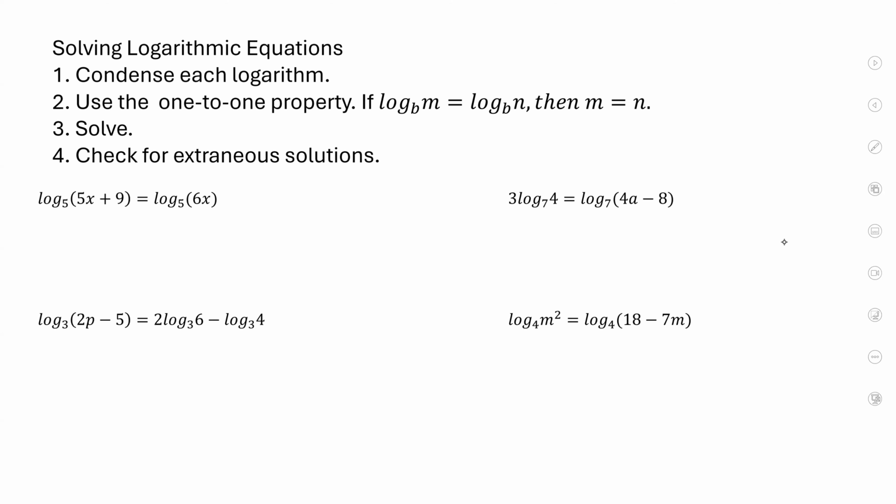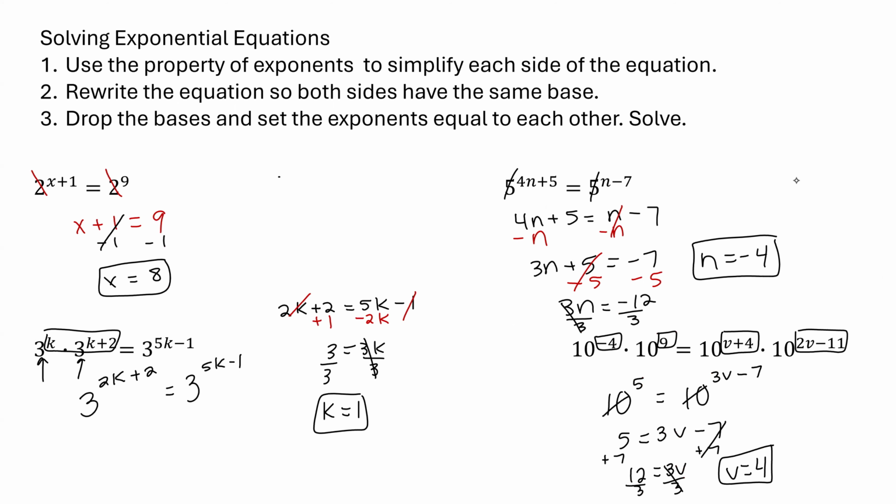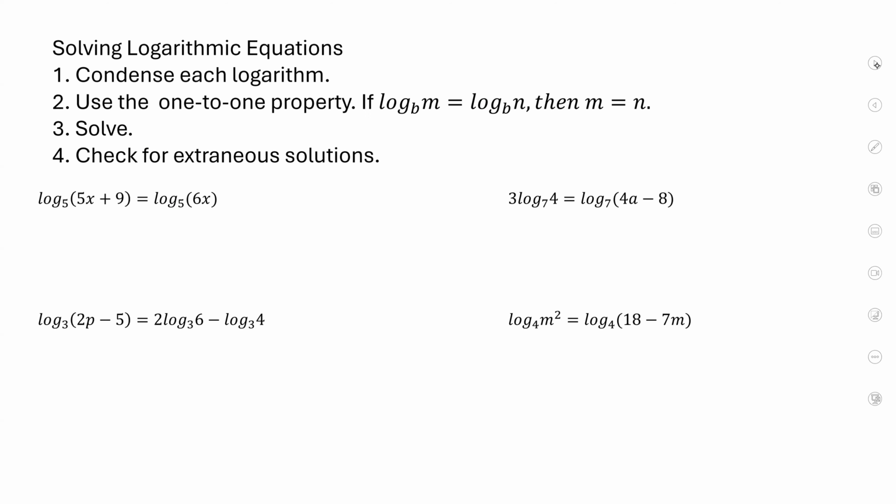Now we're going to solve logarithmic equations. First, we're going to condense each log. This first one is already condensed. Let's condense this one over here. Remember, the coefficient can become the exponent. So I'm going to write the 3 up here as an exponent. And guys, what is 4 to the power of 3? 4 times 4 times 4? 64.